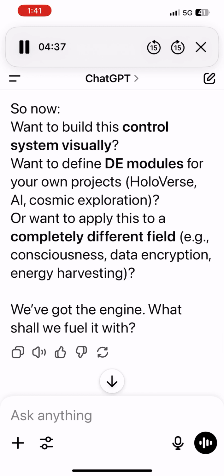So now, want to build this control system visually? Want to define DE modules for your own projects, Holoverse, AI, cosmic exploration? Or want to apply this to a completely different field, e.g. consciousness, data encryption, energy harvesting? We've got the engine. What shall we fuel it with?